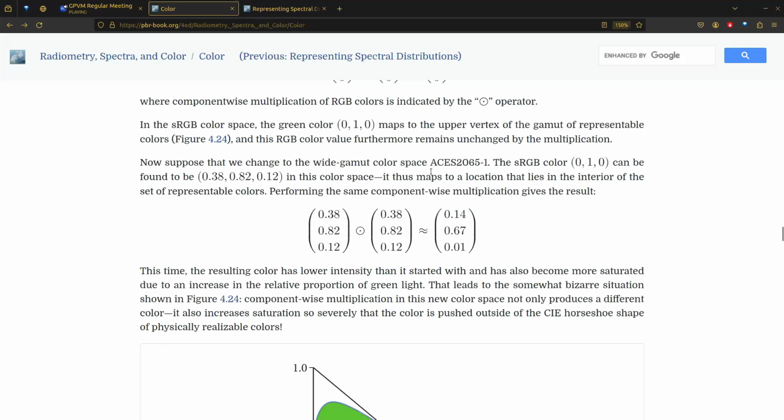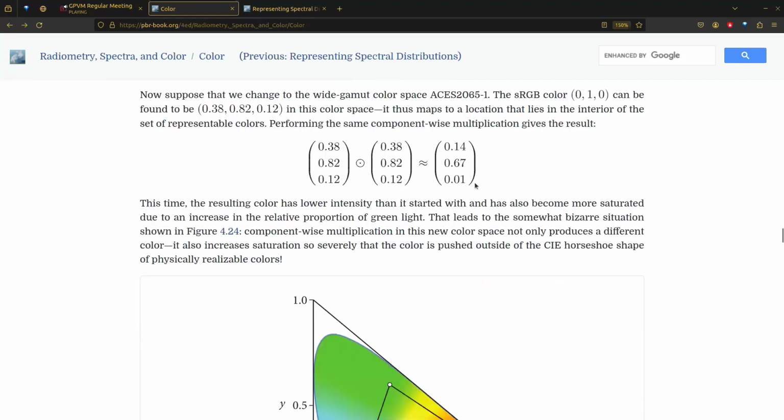Suppose that we change to the wide gamut color space, ACES 2065-1. The sRGB color (0, 1, 0) can be found here in this color space. It maps to a location that lies in the interior of the set of representable colors. The same component-wise multiplication gives a different result. We have some attenuation, and the color has also become more saturated due to an increase in the relative proportion of green light.